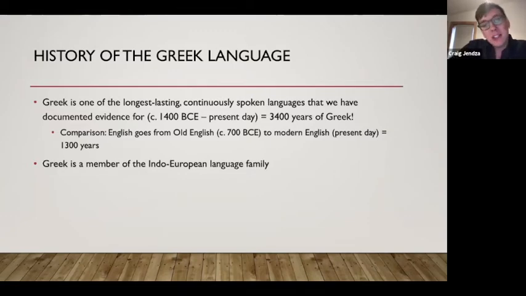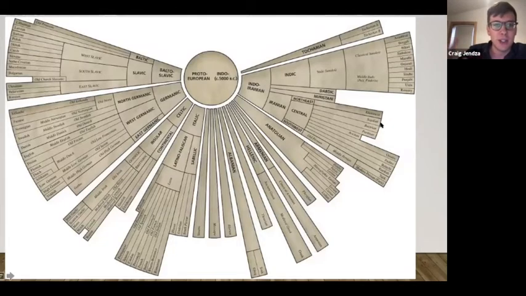As a comparison, English, which is a very old language for sure, goes from Old English about 700 CE to modern English present day. That's about 1,300 years. So Greek is well over twice as long as English. Greek is a member of the Indo-European language family, and this is a very broad range of languages that are all connected. Here's an image of a schematic, I suppose, of this language family. So basically the idea is there was this group of people called the Indo-Europeans. They were living about 5,000 BCE, thereabouts, 5 or 4,000 BCE. And they were living kind of in modern day Turkey, somewhere in that area.